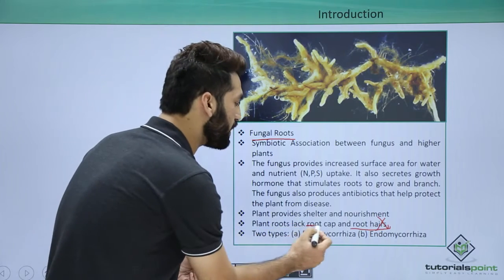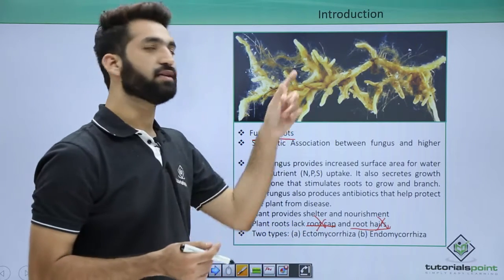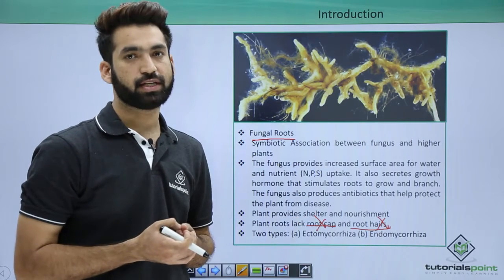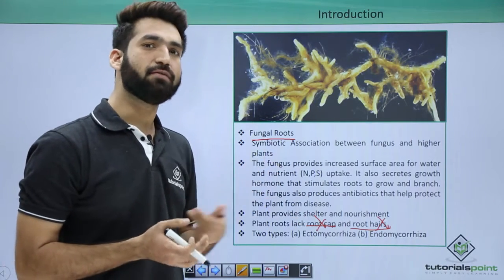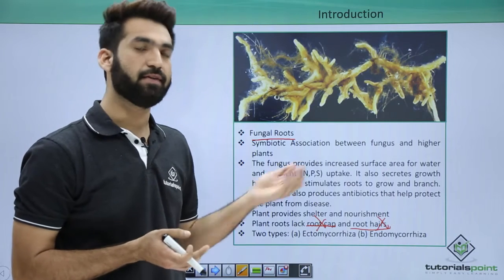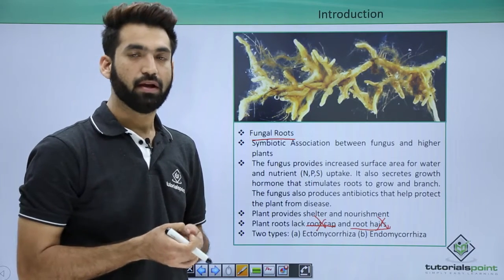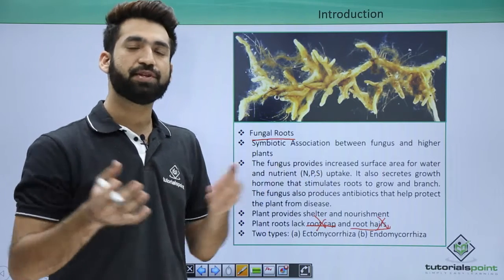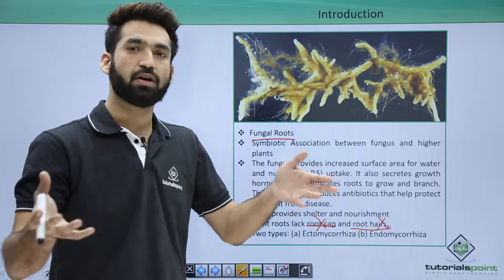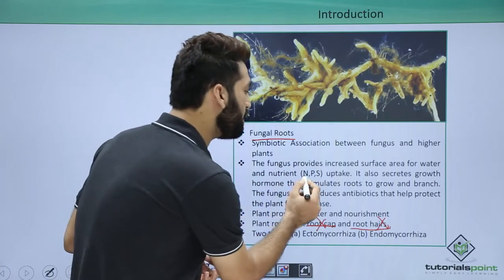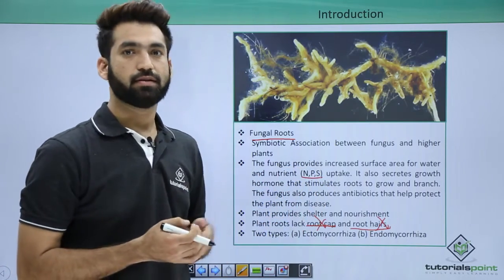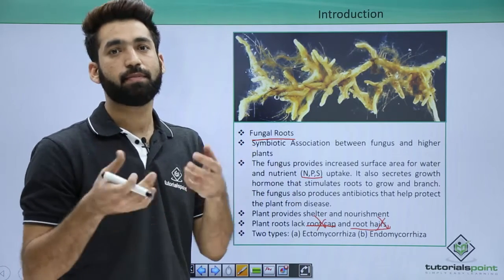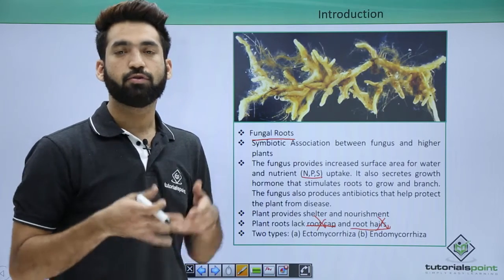They don't have a root cap also. So always remember this particular character, that the plants that show mycorrhiza association do not have root cap and root hairs, because whatever work was done by root hairs, the fungus is doing the same work here. The very important function the fungus is doing for the plant is absorption of water and minerals. Fungus absorbs water and minerals, especially nitrogen, phosphorus and sulfur. So it enhances the supply to the plant.